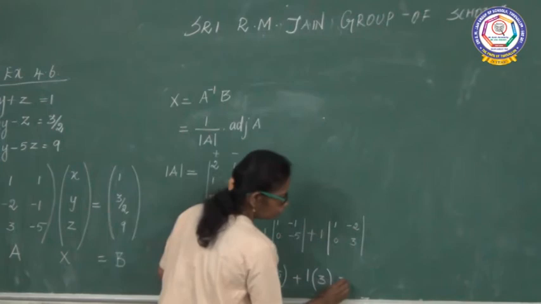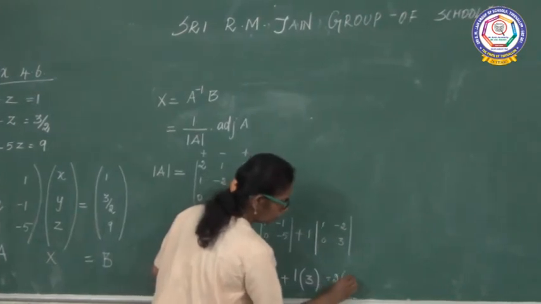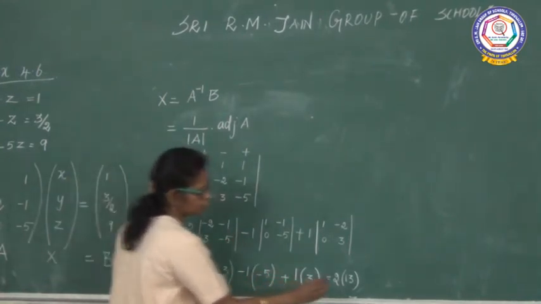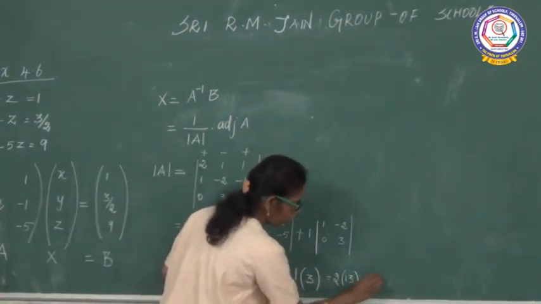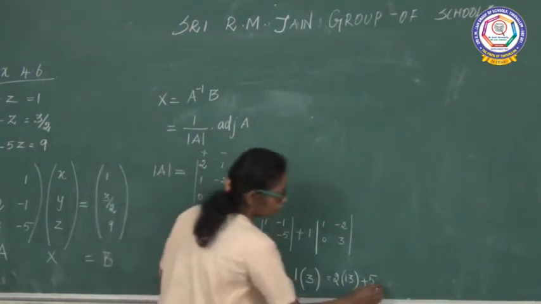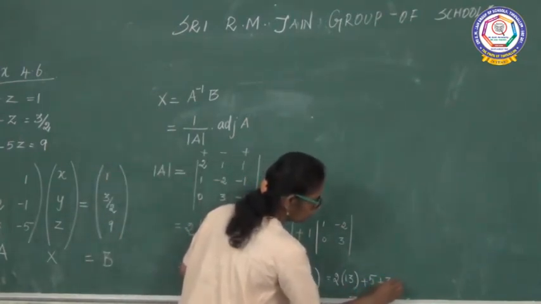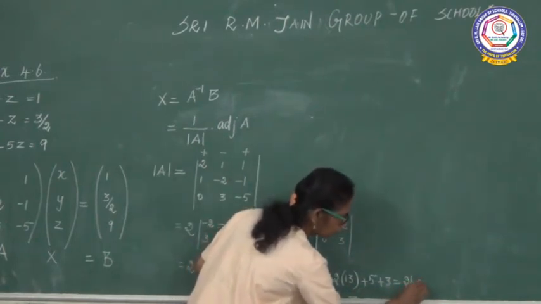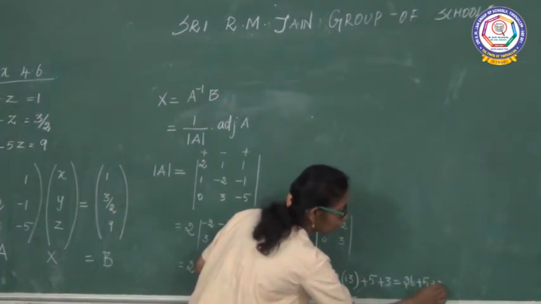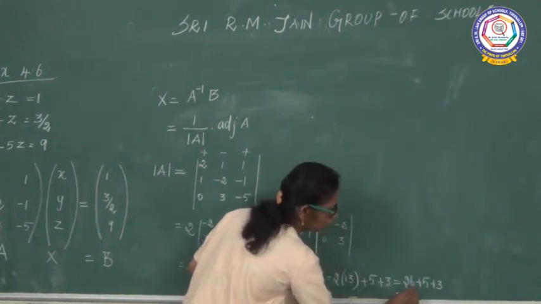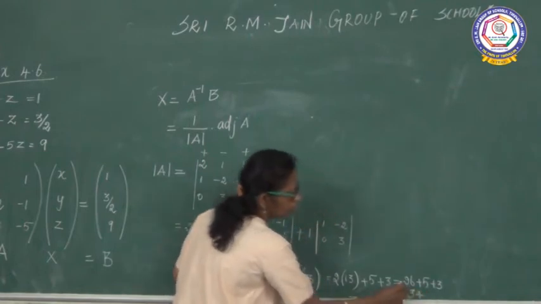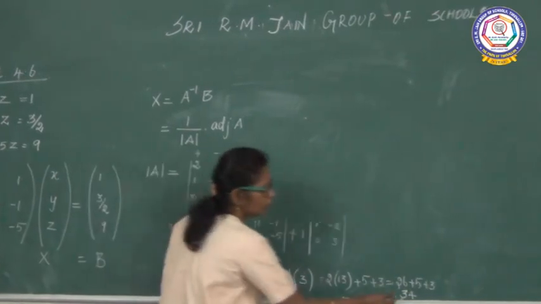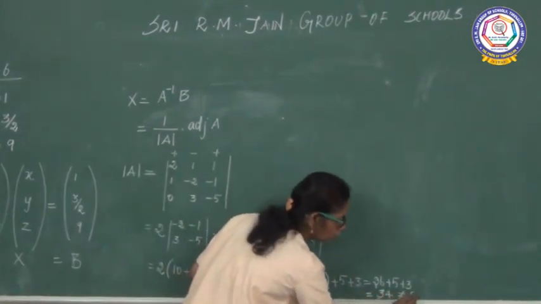Now 2 into 13, that is 10 plus 3. Minus into minus, plus, so plus 5. 1 into 3, 3. So what is your determinant now? 26 plus 5 plus 3 equal to 34. 26 plus 5, 31. 31 plus 3, 34. It is not equal to 0.